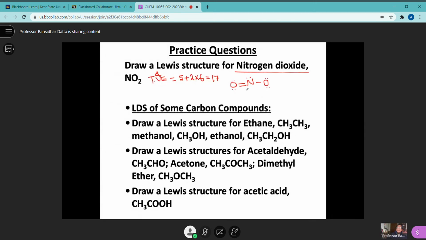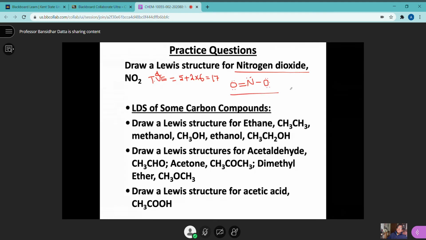Yes? Come on, tell me. We use 2, 4, 6, 8, 10, 12, 14, 16. We have 1 electron remaining. Where will you put it? You put it on the oxygen. So the oxygen stays like this. So that's the Lewis dot structure of nitrogen dioxide.